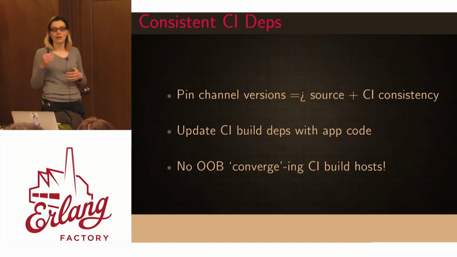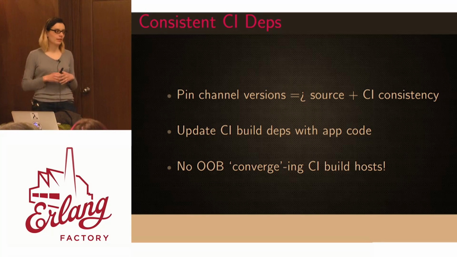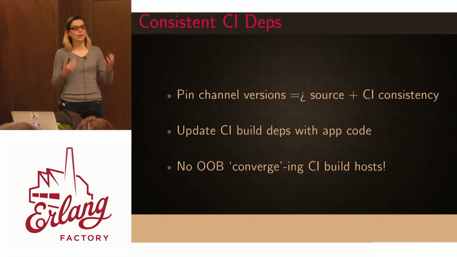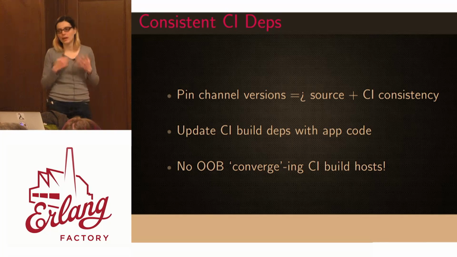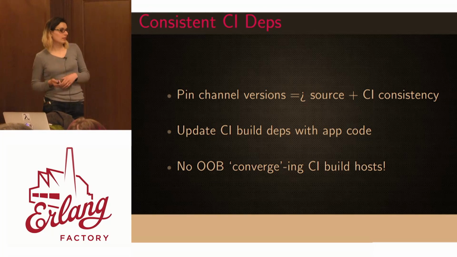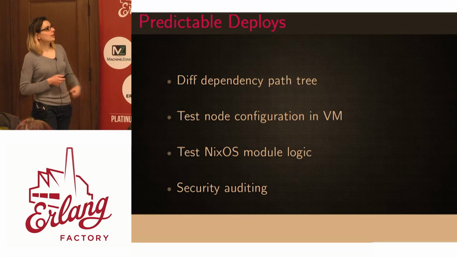And this is actually a big deal for us. We don't want to depend on anything outside of the repository. That has to be our source of truth. It's the only way that we see of getting to a more self-service kind of model for our developers. And of course, no out-of-band converging on CI build hosts. So, predictable deploys.